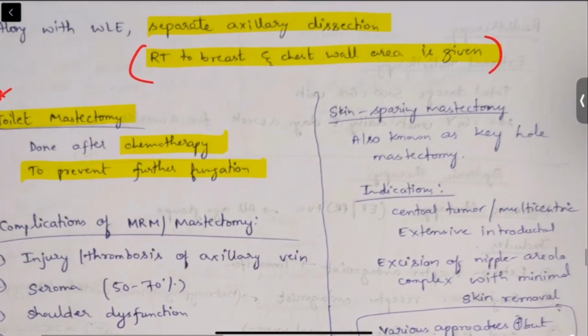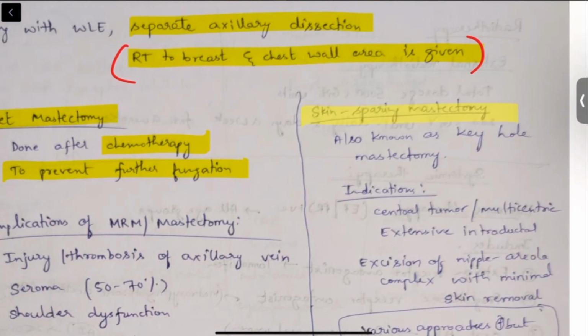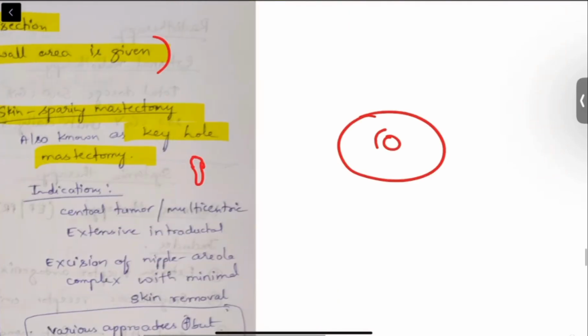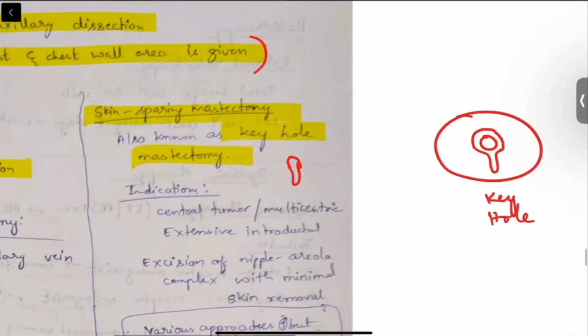Okay. Other one being skin sparing mastectomy. It is also called as keyhole mastectomy. Here skin is not excised, leaving the skin. They put an incision around the nipple and areola and then like this. So hence the name keyhole mastectomy. If this is a breast and this is nipple, they will put an incision like this. Hence it is named as keyhole mastectomy. Here skin is not excised, hence the name skin sparing mastectomy.